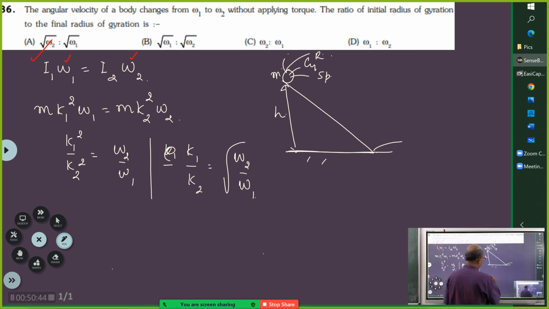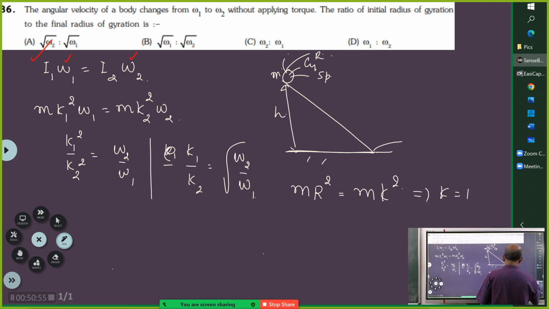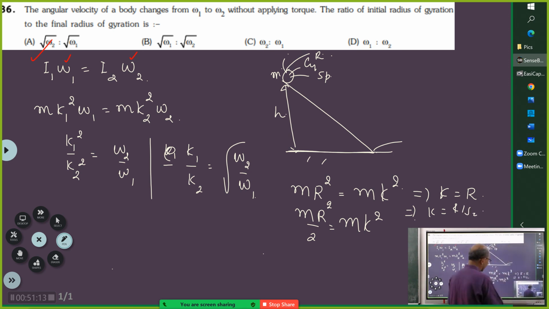For example, for a ring, it is m r square. So in terms of radius of gyration, it becomes m k square, and therefore k is equal to r. For a disk, it is m r square by 2. This is m k square, so what does it imply? k is equal to, sorry, not square, r by root 2. So in any calculation where a moment of inertia comes, you write the moment of inertia in terms of the radius of gyration. Comparison becomes easy. That's all. Nothing more, nothing less.